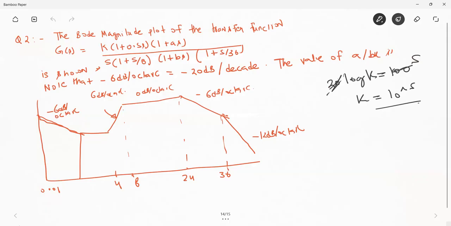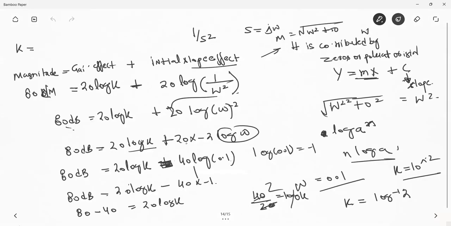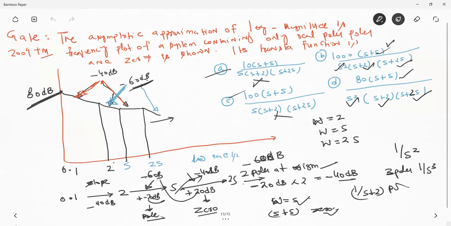So the answer came as 100, correct? This k value became 100. So you have the answer over there. It was a very tricky question. They had asked for 2 marks, right? The options are very close. Yeah, 100.